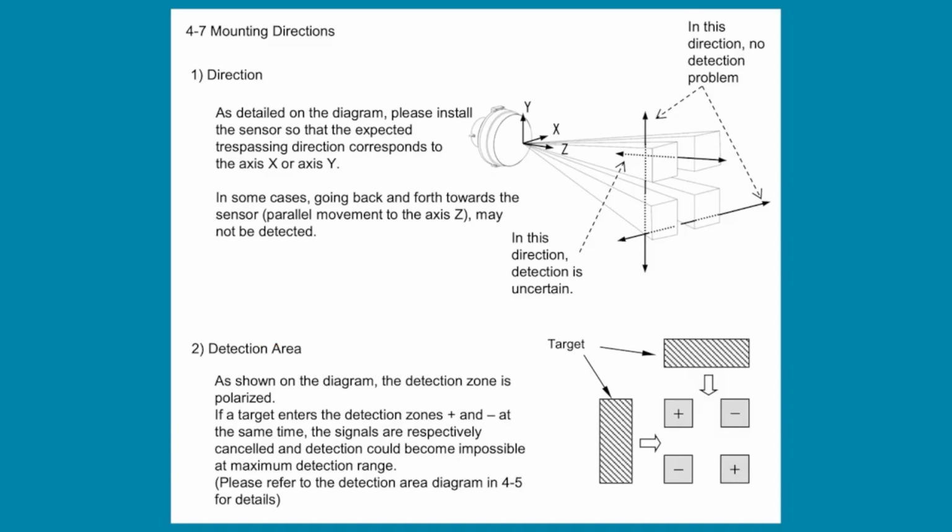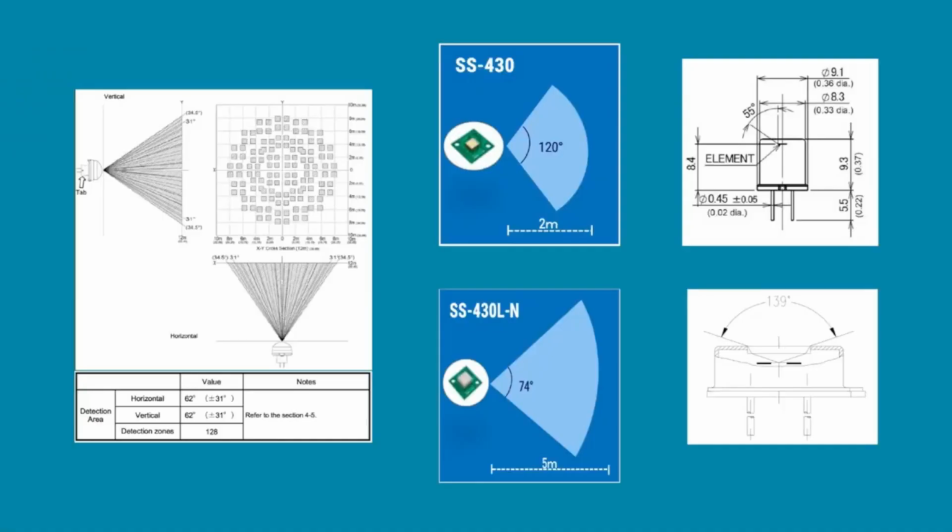Though, even 4 elements may not be enough to detect movement in every direction, so mounting of the sensor should be considered carefully. Movement can only be detected once objects enter the field of view or detection area of the sensor. Looking at this array of sensors, you can see that viewing angles range from 62 degrees to 74 to 120 to 139 degrees and more.